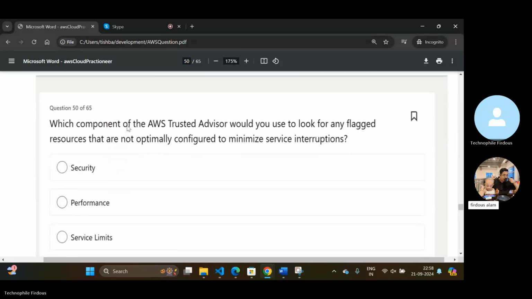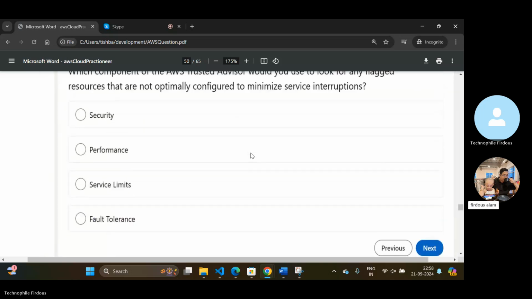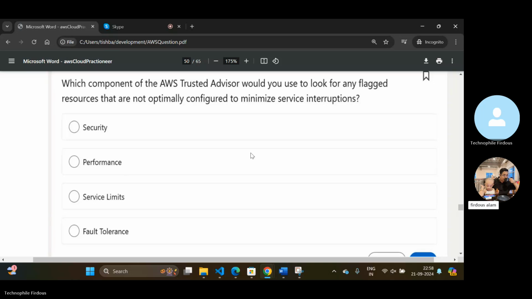Now move to question number 15. Which component of AWS Trusted Advisor would you look at to find flagged resources that are not optimally configured, to minimize the server implementation? Okay, for this question, go through the options and I think you will get the correct answer. It's talking about flagged resources that are not optimized, so that is related to fault tolerance. By going through the options, we can get the answer. So the answer would be fault tolerance.